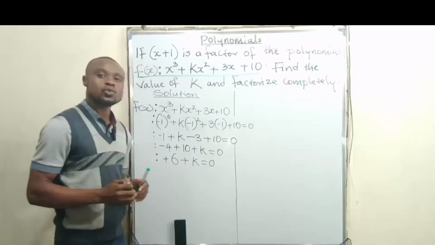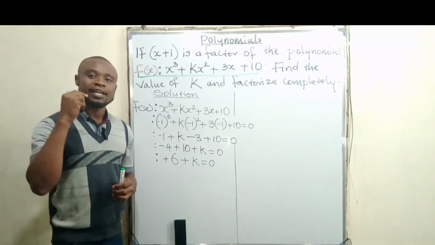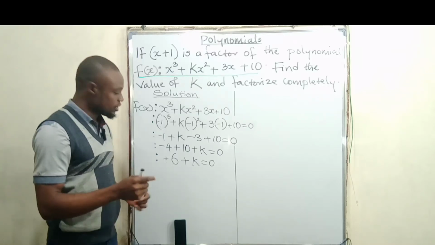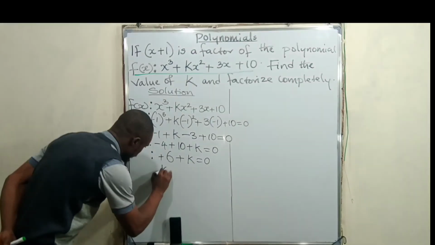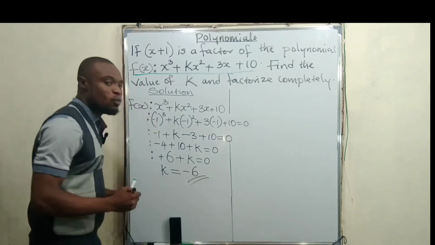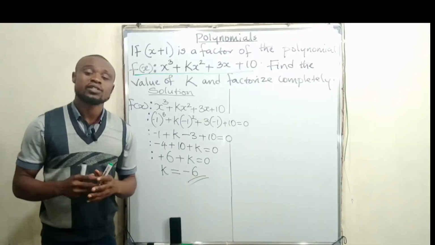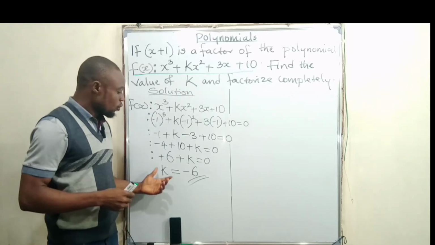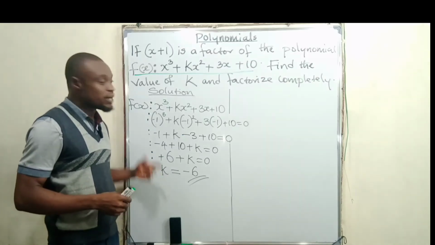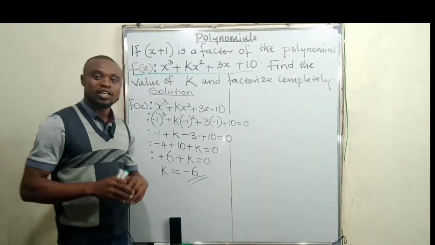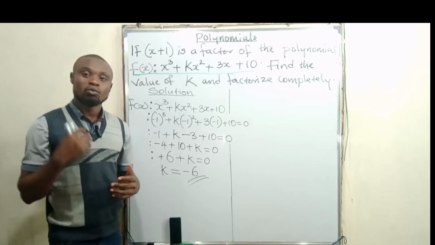So since we are looking for the exact value of k, we'll take 6 to the other side, that's crossing the equality sign. So k is now equal to minus 6. So finally, we have successfully gotten the value of k, and what we are going to do now is to write this same value of k in the expression the way it is.